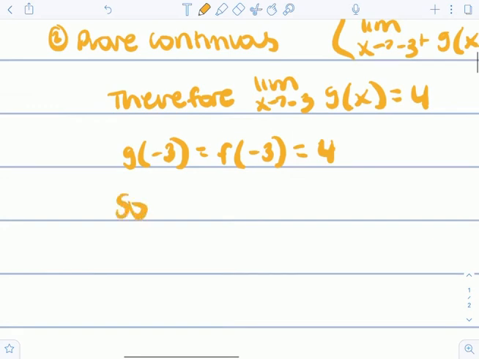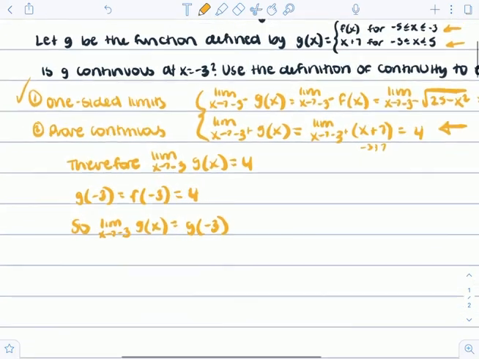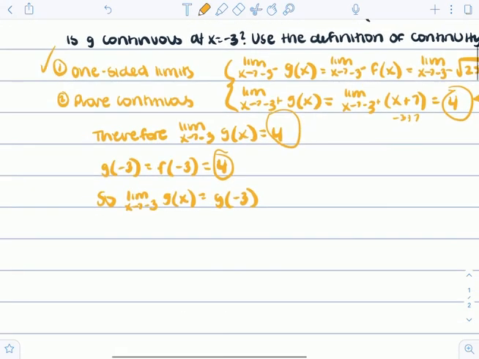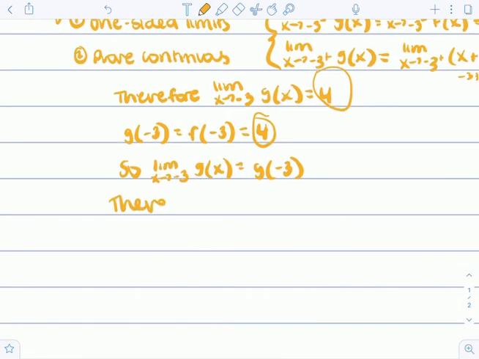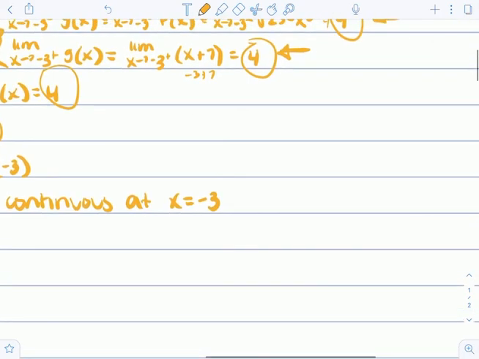So the limit as x approaches negative 3 of g of x equals g of negative 3. We want to prove that they're both equal, because 4 equals 4 equals 4 equals 4. Therefore, lots of 4s, g is continuous at x equals negative 3.